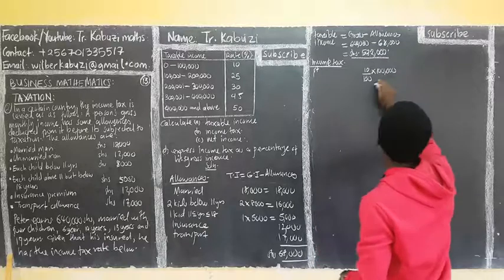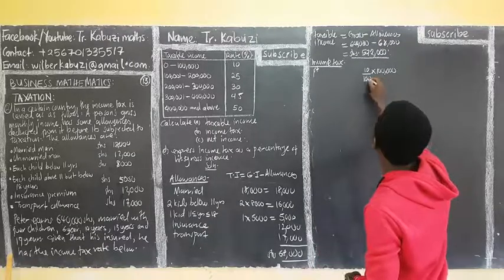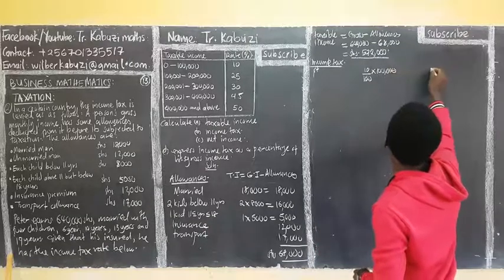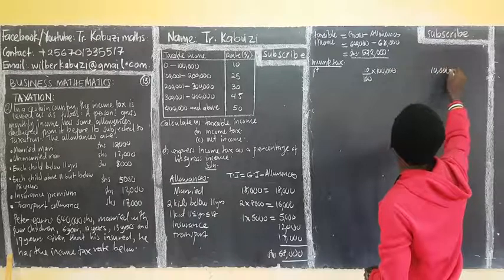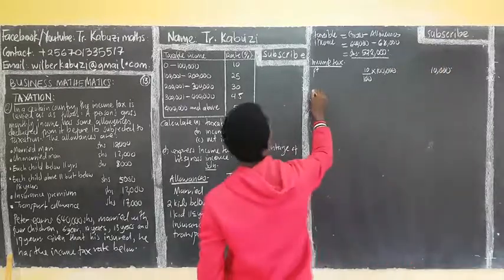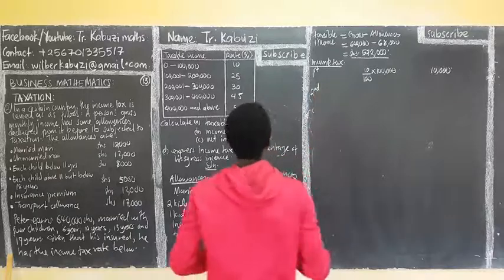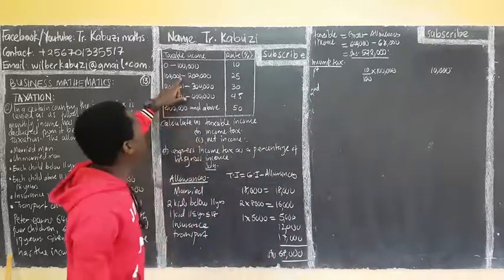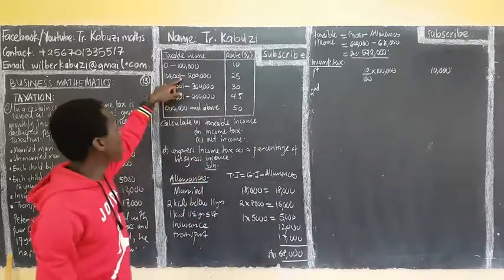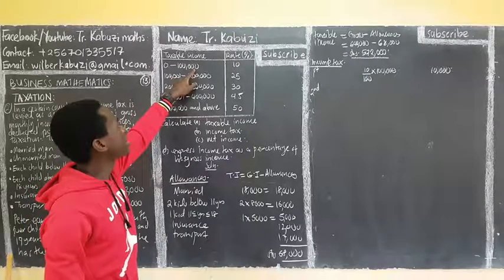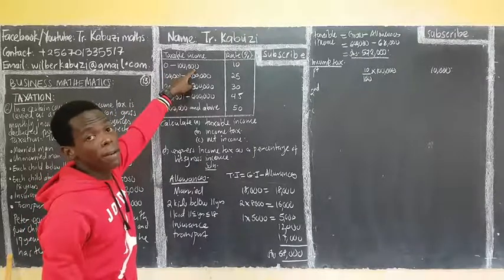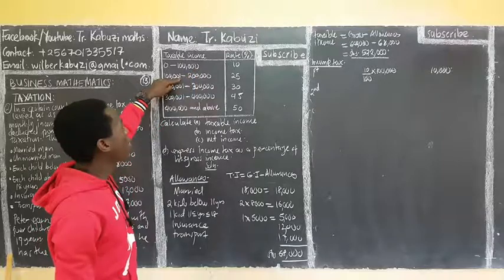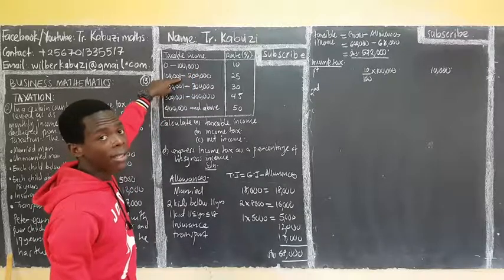And you see that this one is going to give us these two zeros, which go. So it's going to be 10,000. Then the second tax. Now when we are subtracting, we ignore this one. This one is just there to show the amount above the first 100,000. So when we are subtracting, we ignore this one.